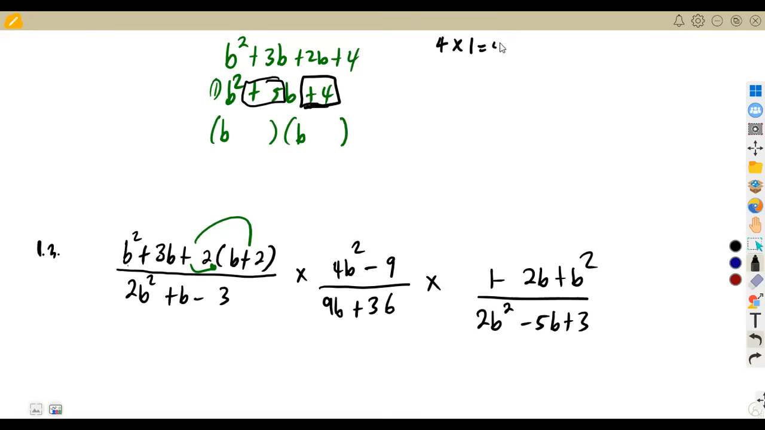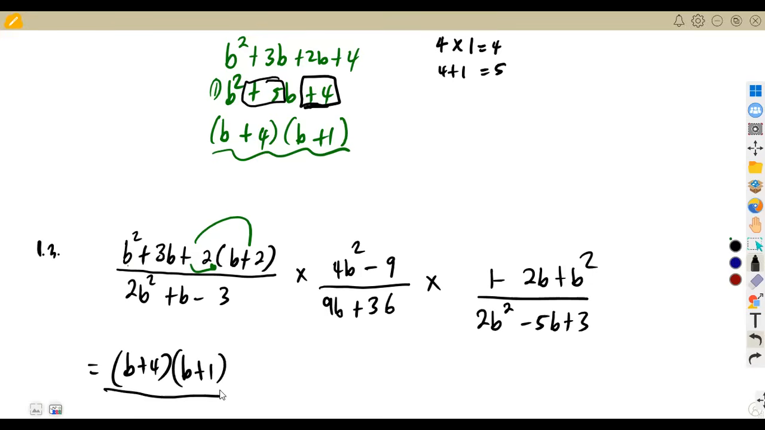4 times 1 is 4. 4 plus 1 is 5. So we are considering 4 and 1. If we multiply these 2 numbers, we get 4. If we add, we get 5. So it's plus 4 here, plus 1. As you can see, this whole part simplifies to these 2 brackets: b plus 4 into b plus 1.